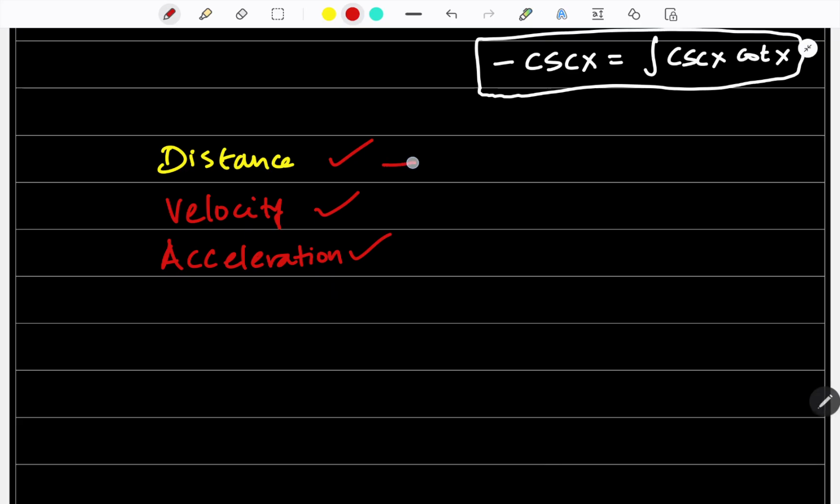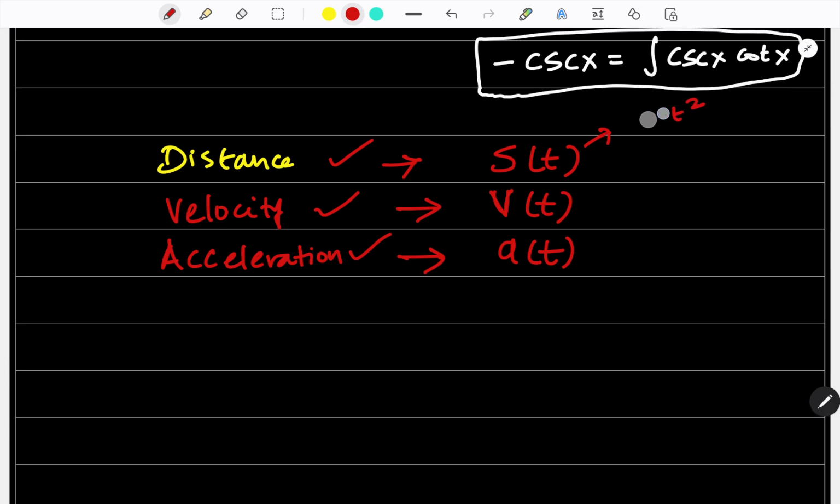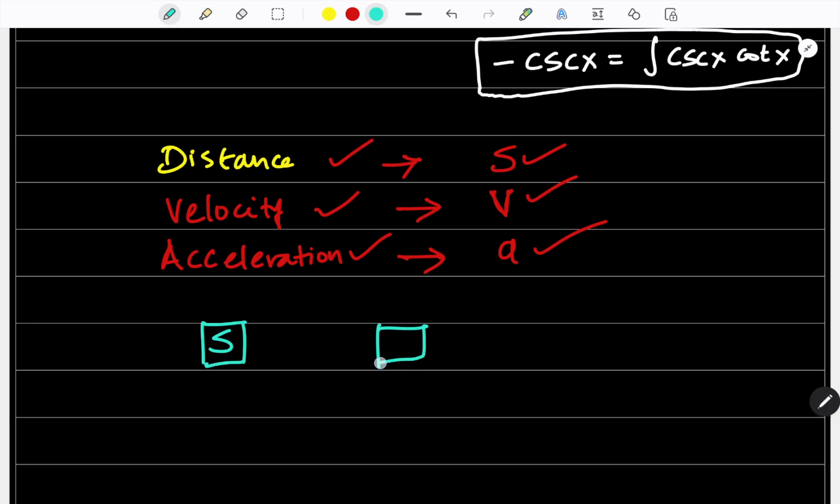Suppose I call the distance s of t, the velocity v of t, and the acceleration a of t. Okay, teacher, why are you calling it t? It means that there is a function like 2t minus t square, so that's why I'm calling it t. Okay, teacher, I don't want t. You just call me s, v, a. Okay, no problem. This is your distance, this is your velocity, this is your acceleration.